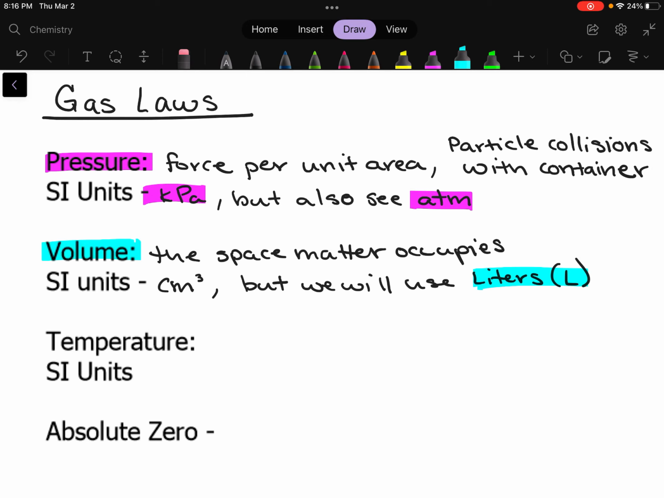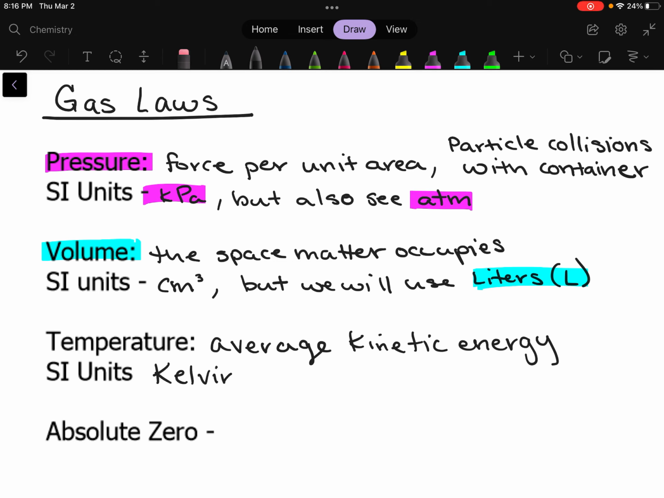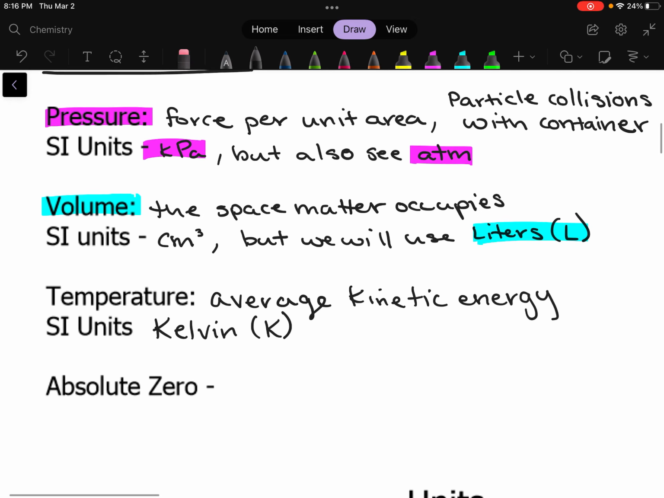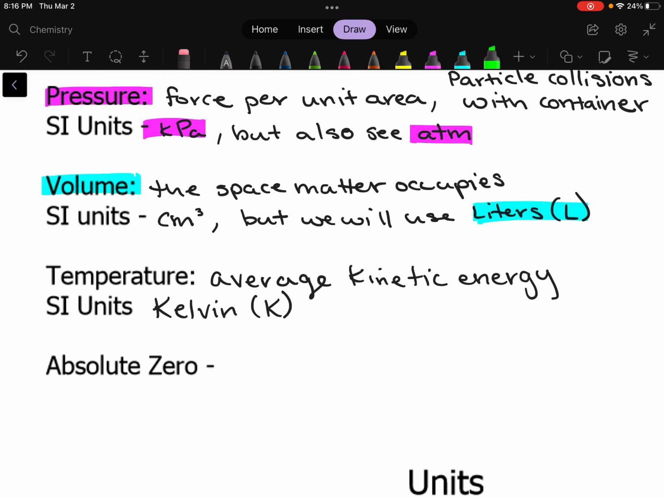And then our last variable here is temperature, and that is the average kinetic energy, which you guys know by now. So if we have high temperature, we have high average kinetic energy. If we have low temperature, we have low energy. The SI unit for this is Kelvin, and all of our work will be in Kelvin. So if you see that capital K, that's temperature.